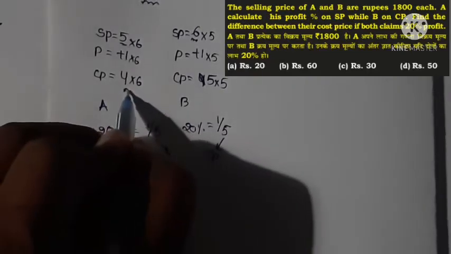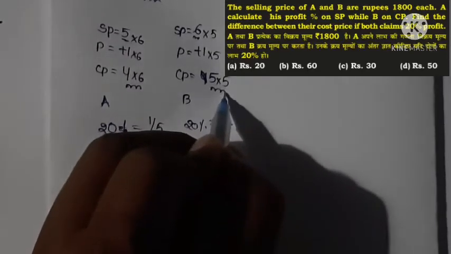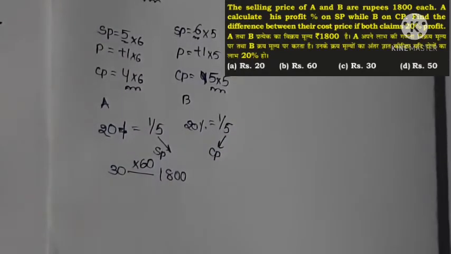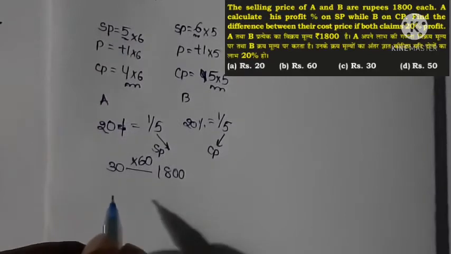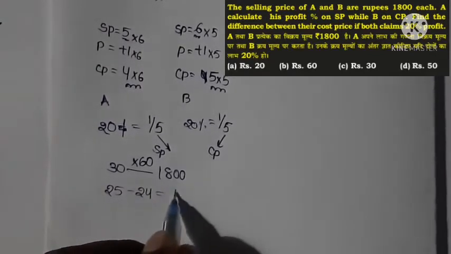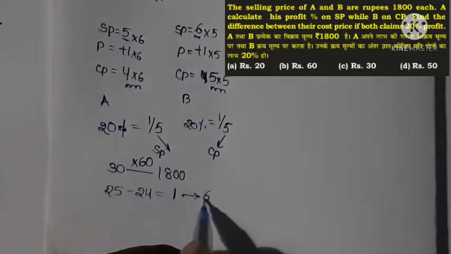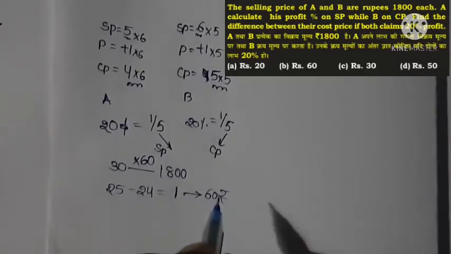Find the difference between their cost prices. Here the cost price is 24. Here the cost price is 25. So the difference is 25 minus 24, so the value is equal to 1 unit. So 1 unit value is equal to 60 rupees.